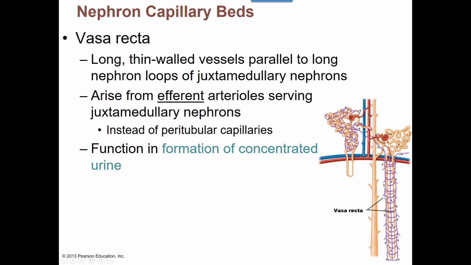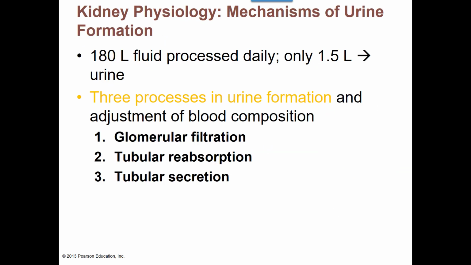Now, as I said, 99% of your filtrate gets reabsorbed, and it does. You make about 180 liters. That's 90 2-liter bottles. You make that much filtrate every single day, but only about 1.5 liters actually becomes urine. That means the other 178.5 all has to get reabsorbed back into your blood supply.